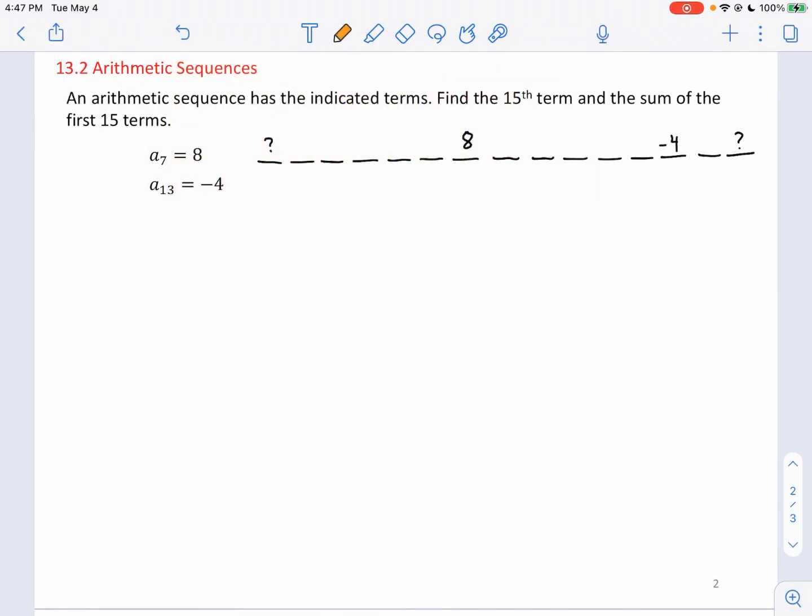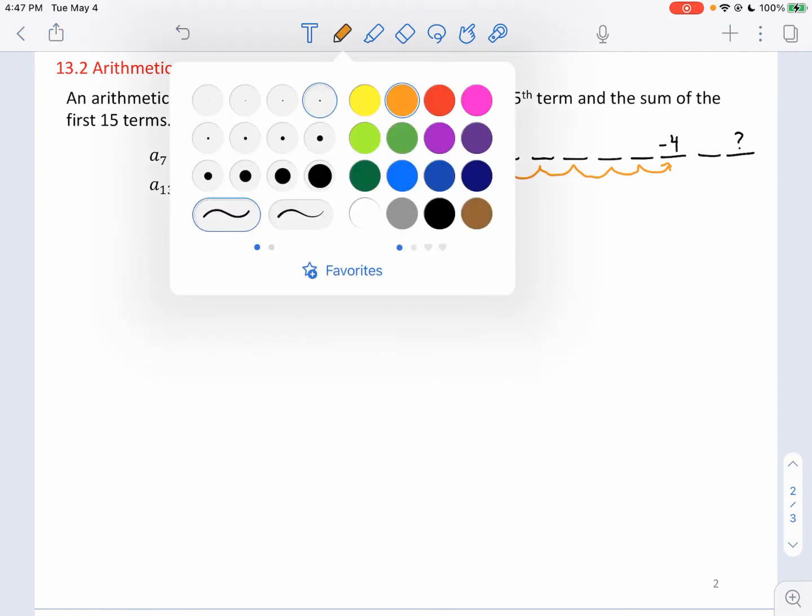One way is to recognize that to go from term to term, you add a common difference. So to go from 8 to negative 4, the 7th term to the 13th term, we go from 7 to 8 to 9 to 10 to 11 to 12 to 13. That's 6 steps. We added 6 copies of the common difference to 8 to get to negative 4.